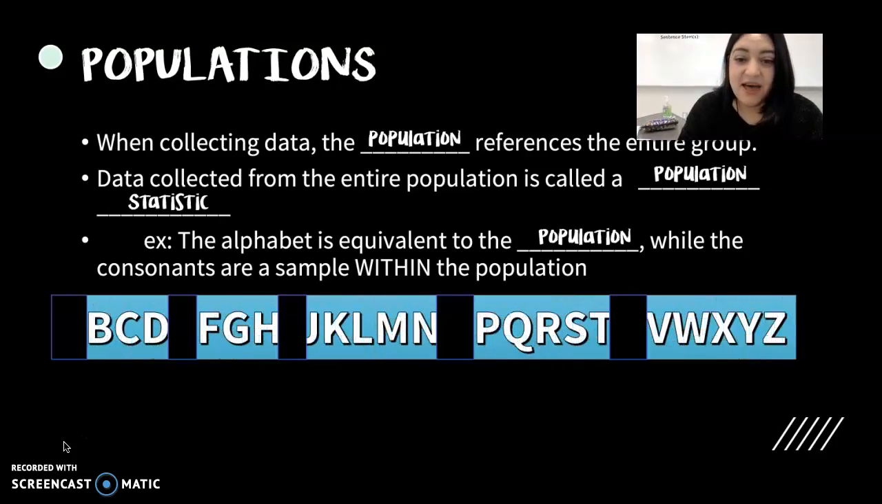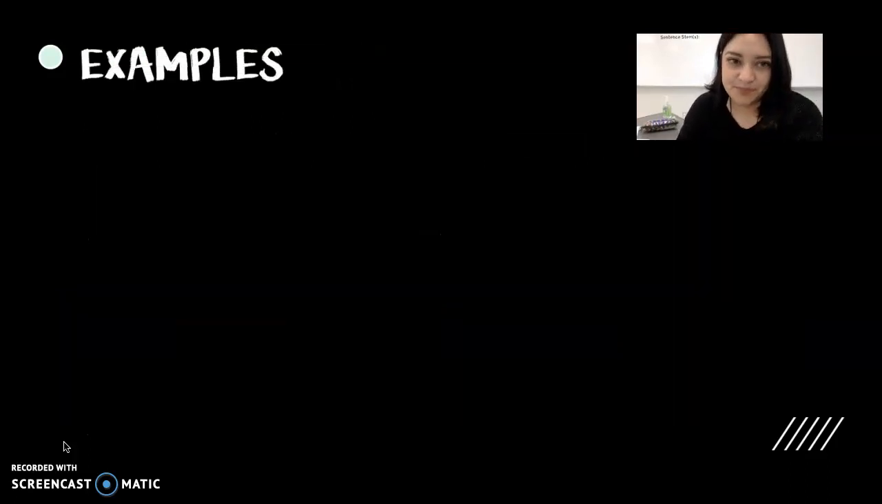So here's the alphabet. If we take these vowels out, just like that, we're left with consonants. That's our sample. Or the vowels are our sample. It's one group out of the entire group, and our entire group is called the population. The small group is called the sample.